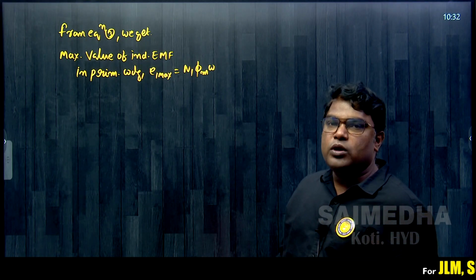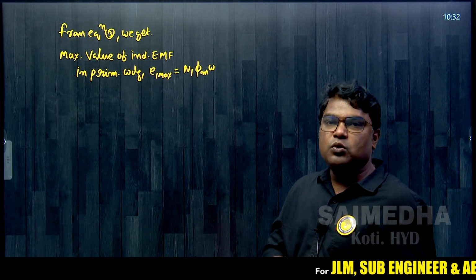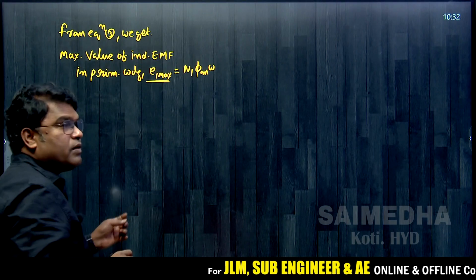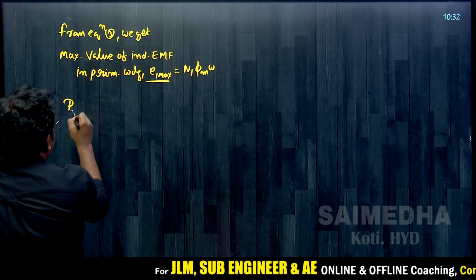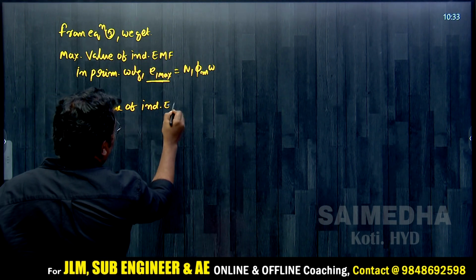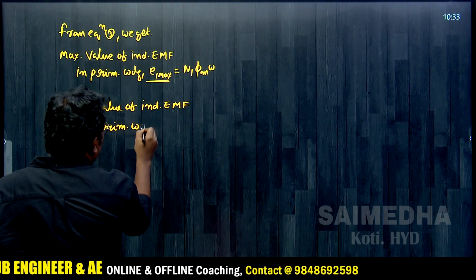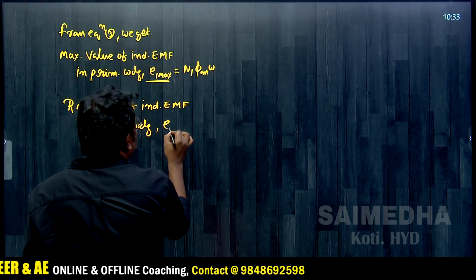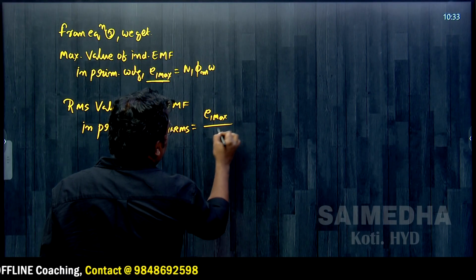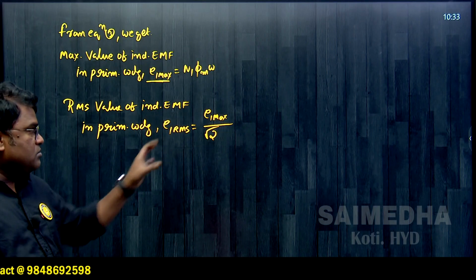But all AC voltages are measured in RMS value. When we measure in RMS value, what is the relation between maximum value and RMS value? Therefore, the RMS value of the induced EMF in the primary winding of the transformer, E1 RMS, is equal to E1 maximum divided by root 2.